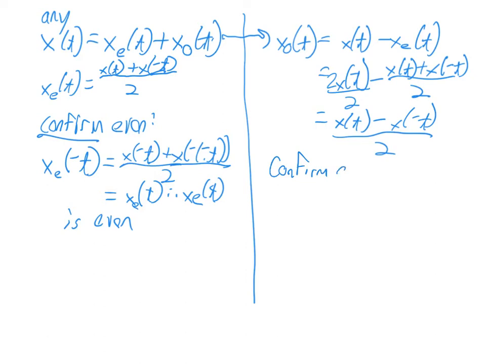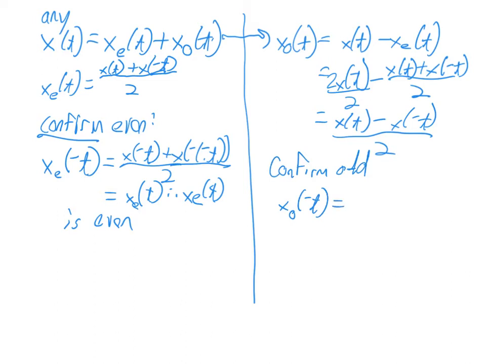And if we can confirm that it's odd, then we have correctly derived a method of taking any arbitrary signal x of t and breaking it down into an even part and an odd part. So we use the definition. We say, well, let's take x odd and evaluate it at negative t. If it's an odd signal, we're going to get the negative of x odd at positive t. So let's see if that happens.